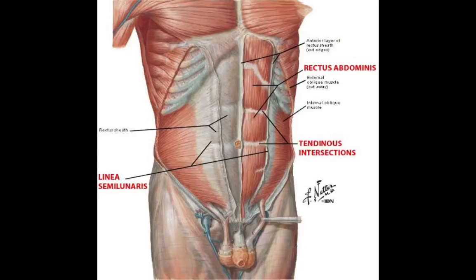Not only that, the anterior wall of this rectus sheath is adherent to the rectus abdominis muscle by means of the tendinous intersections, and these tendinous intersections are present, one at the xiphoid process, one at the umbilicus and one midway between them.